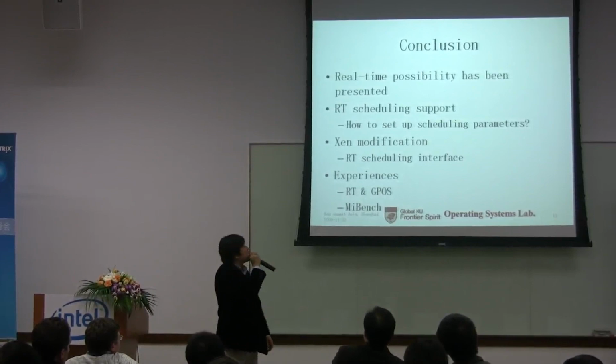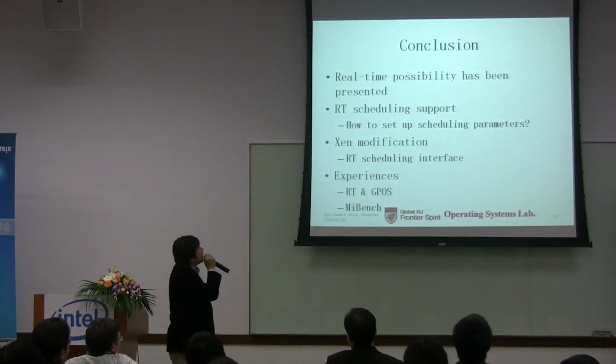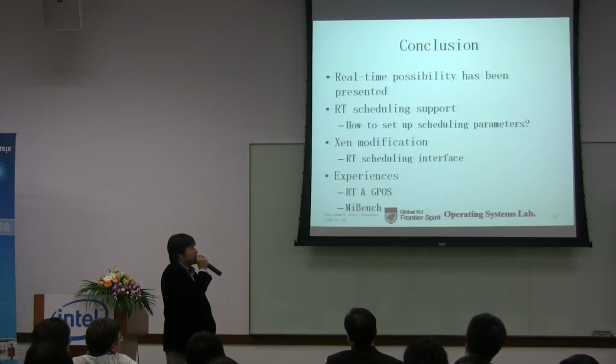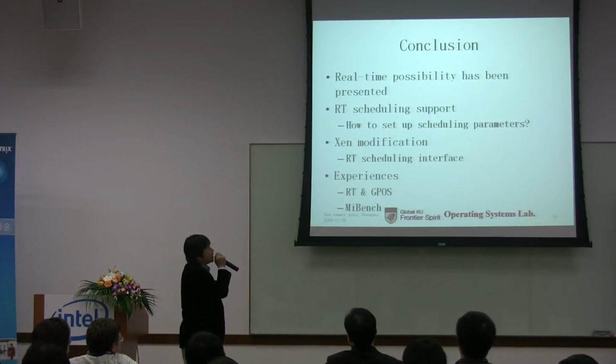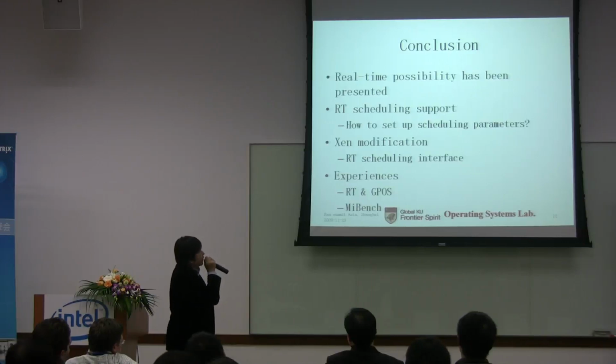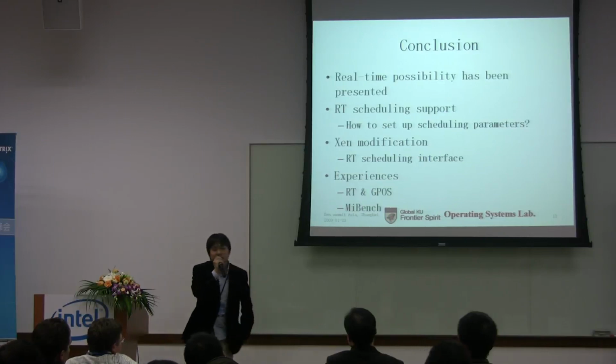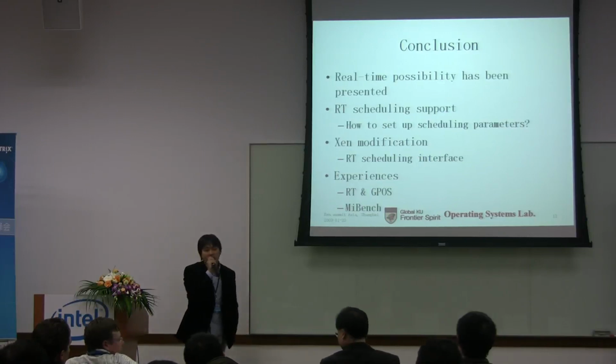So this is our conclusion. I have presented a real-time possibility in Xen, and this real-time scheduling issue has been reported. We are dealing with how to set up the scheduling parameters, and we are saying that by giving several information to the hypervisor, we can schedule real-time very easily. And we have modified Xen to schedule actual real-time virtual machines, and we share some experiences and present some preliminary results. Thank you. If you have any questions.